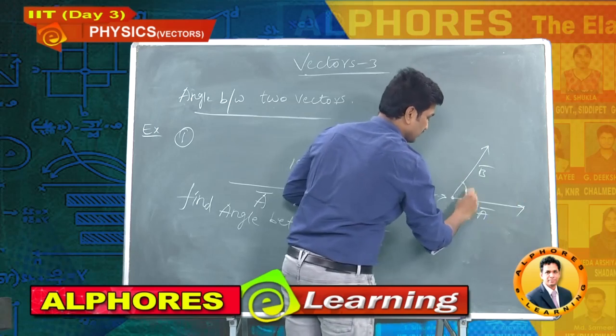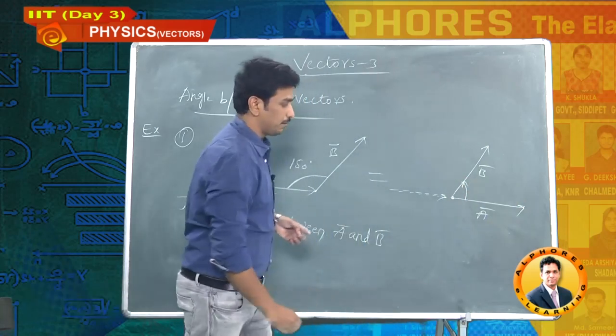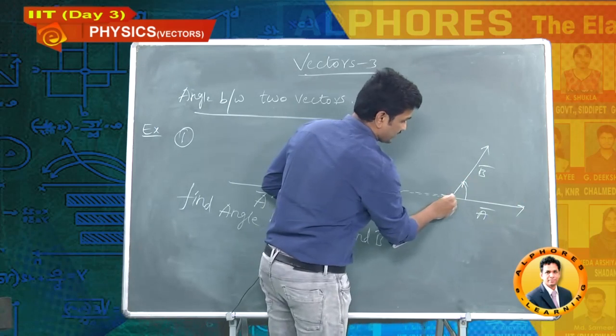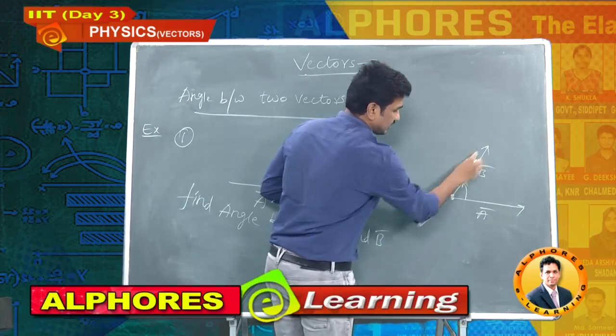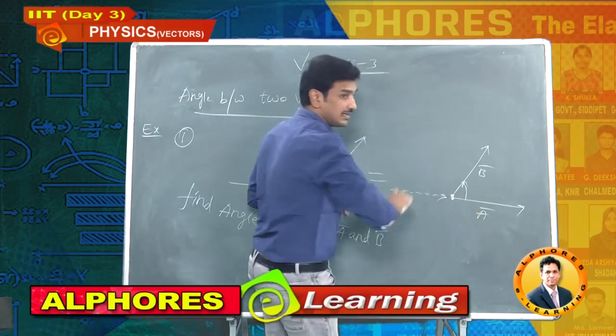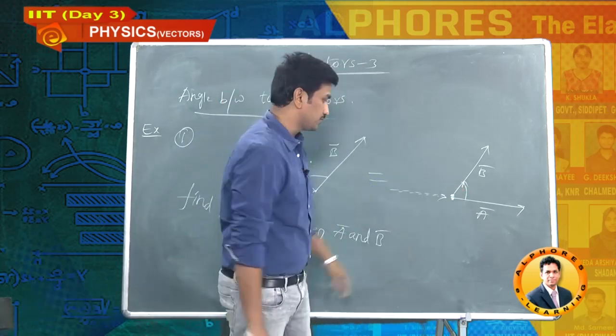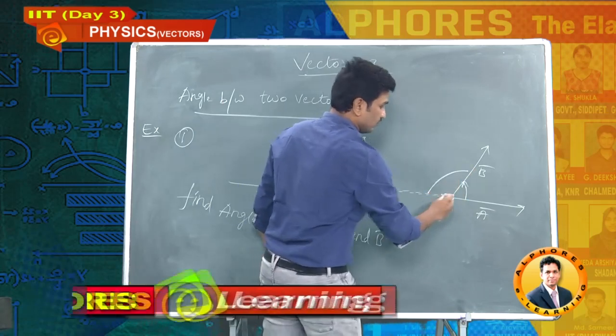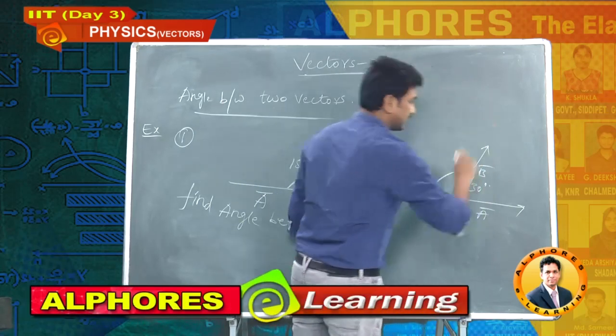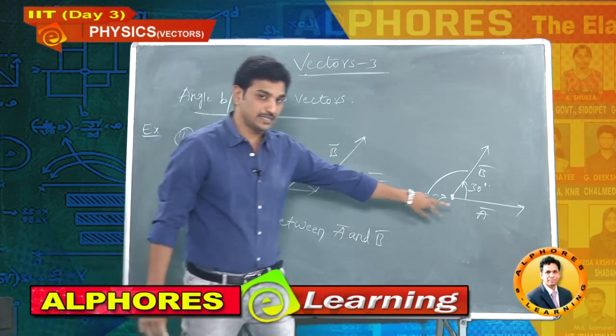Now, this is the angle between A bar and B bar because two tails joined. B vector tail, A vector tail added. Now, we can see the angle difference between A bar and B bar. This, you already know, is 150. What about this? 30 degrees, because the total is 180 degrees.